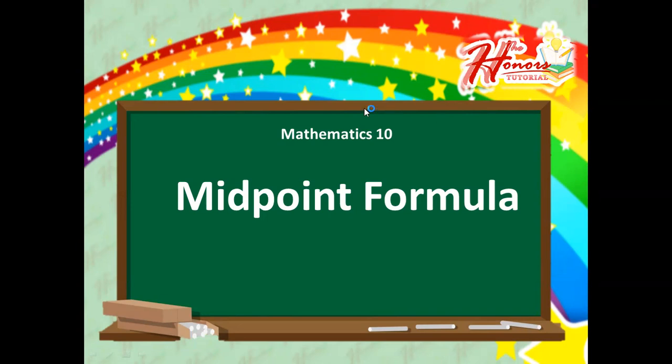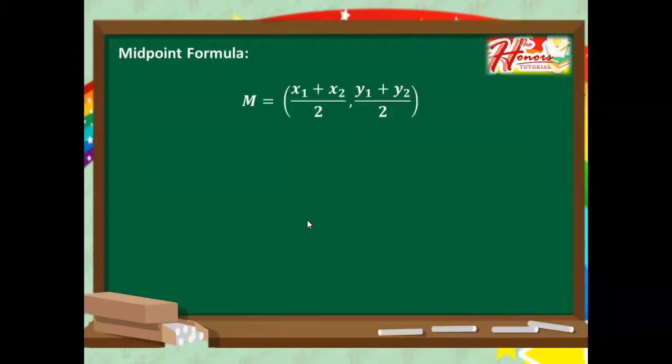Our topic for today is about the midpoint formula under Mathematics 10. So let us have the midpoint formula itself. That is M equals the quantity of x sub 1 plus x sub 2 over 2 and y sub 1 plus y sub 2 over 2. So let us have our example and let's look for the midpoint of it.